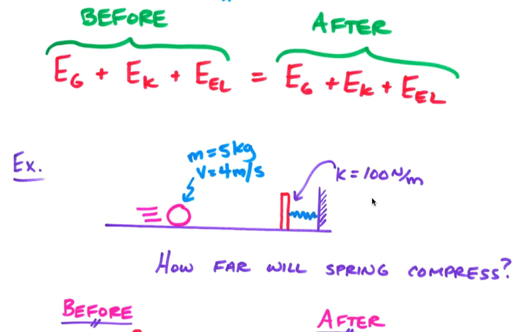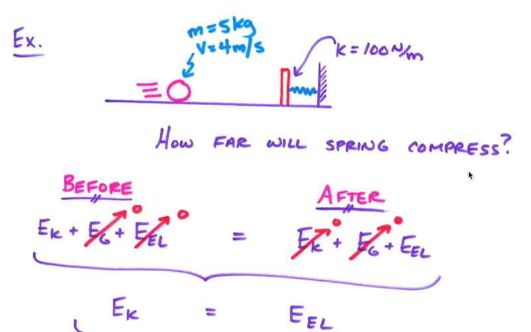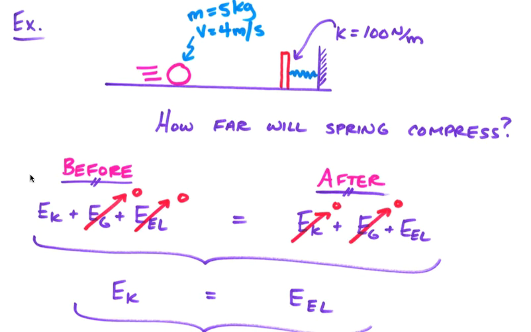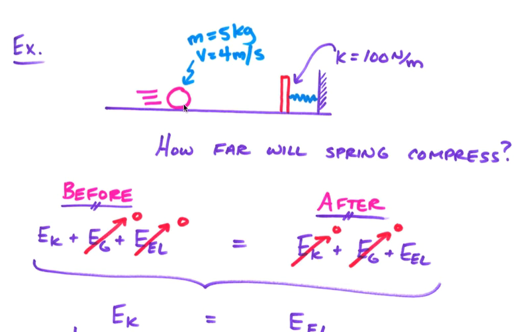We're going to ignore friction in this case, as we usually do, and answer the question, how far will this spring compress? Now again, using the same concepts from earlier in the marking period, we can realize that all the energies before, kinetic, gravitational, and elastic, must equal all the energies afterwards, kinetic, gravitational, and elastic. Now, before, I have no gravitational because I have no height, and I have no elastic because I'm not compressing a spring. I do have velocity, so I obviously have kinetic.